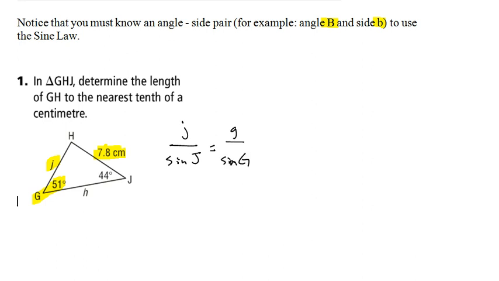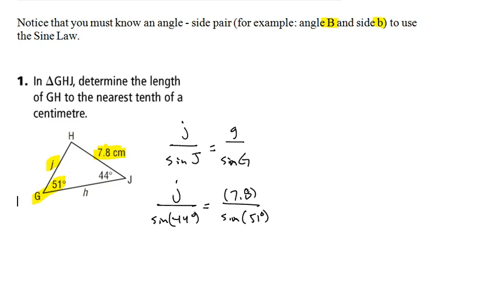Notice that even though there's 3 parts to the sine law up top there, we only ever use 2 at a time, and it doesn't matter which 2 you use. Okay, so this time it suits our purposes to use J and G, so that's what we're going to use. And we end up, we don't know J. That's going to be over sine of 44 degrees. And that's going to equal 7.8 over the sine of 51 degrees.